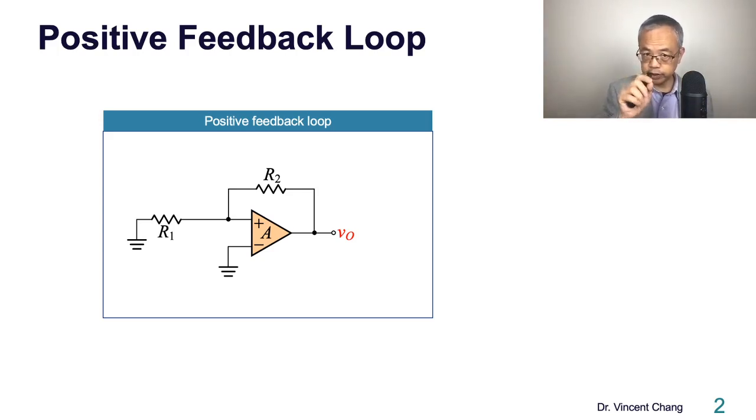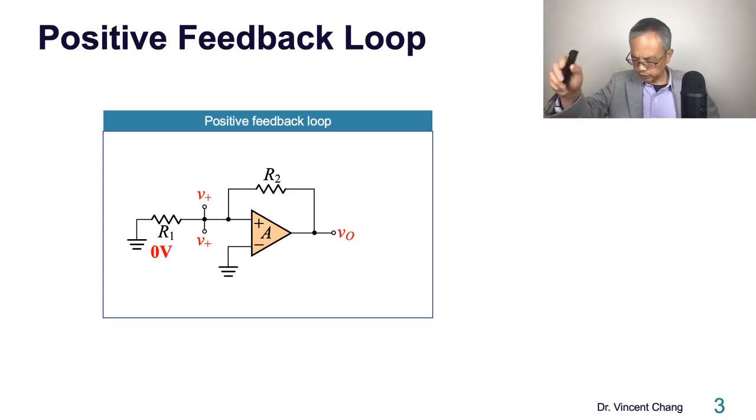So watch carefully. The connection between the output terminal and one of the input terminals, which is the positive input terminal, the non-inverting input terminal of the op-amp. Right? So it's not a negative feedback loop. It's a positive feedback loop.